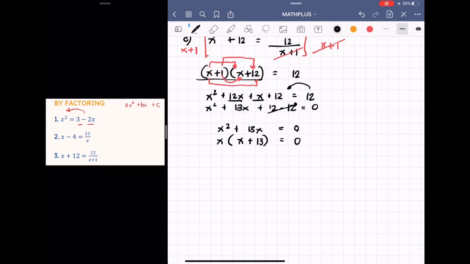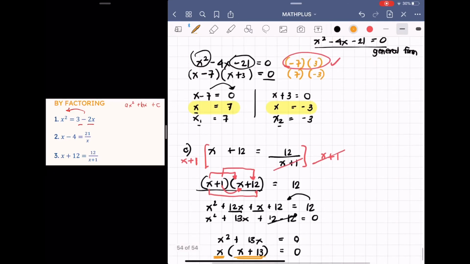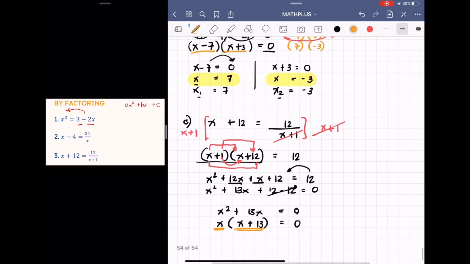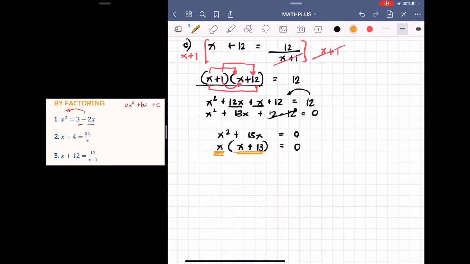As you can see, your left side is now completely factored. You still have a product of two terms on the left side. You have this one, which is x, to be multiplied to x plus 13, which is almost similar to the previous ones. The only difference is that before you had binomial multiplied to binomial. In this example, you have a monomial multiplied to your binomial. Either way, you write each of the factors and equate them to the right side of your equation, which is 0.